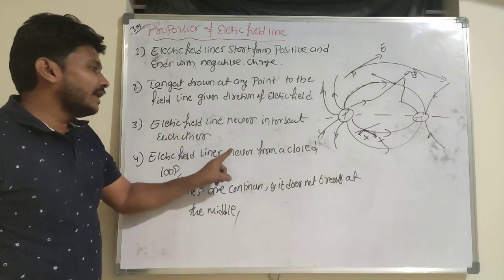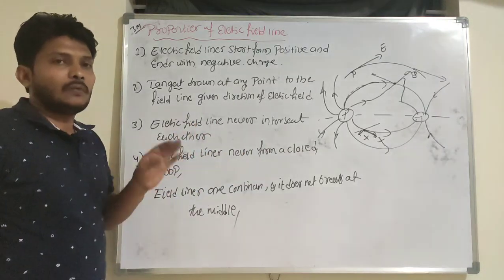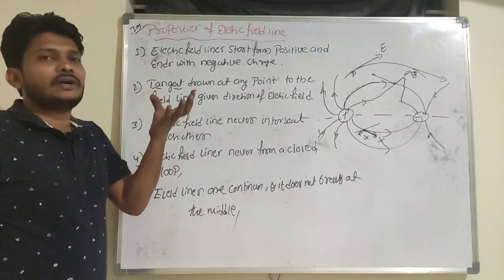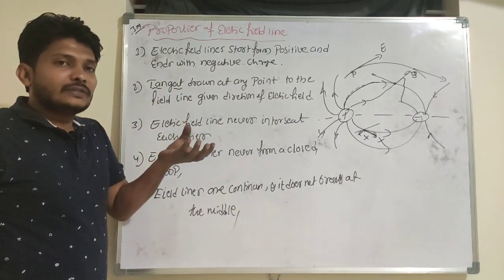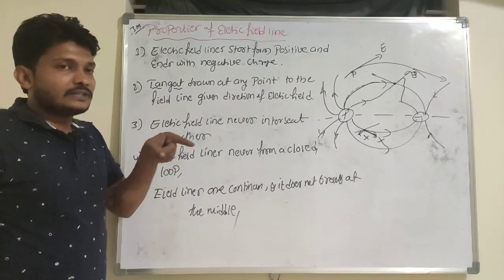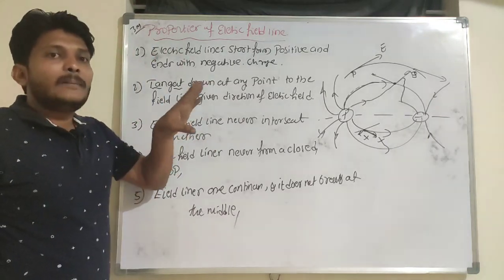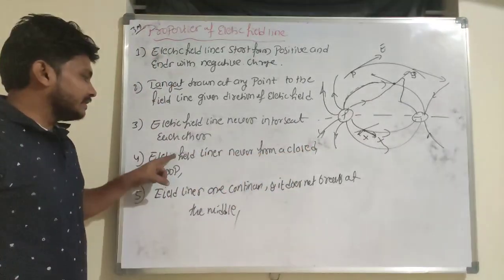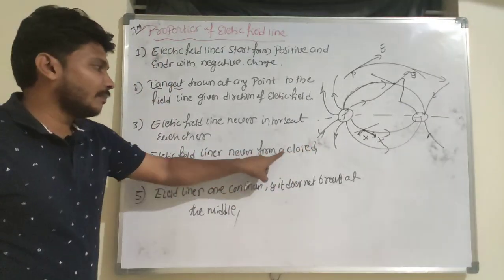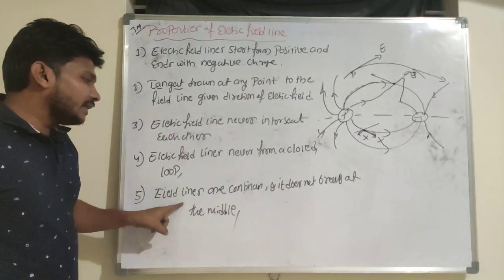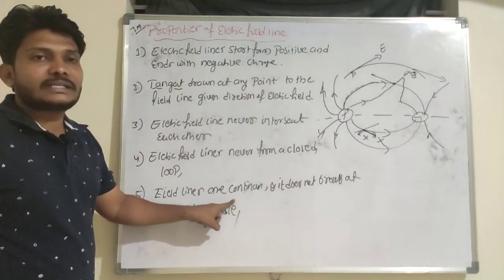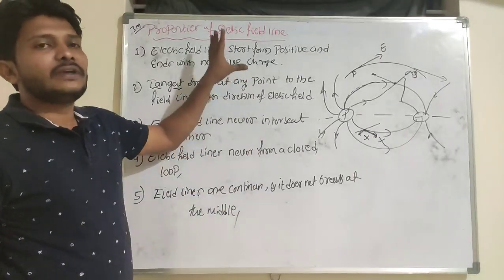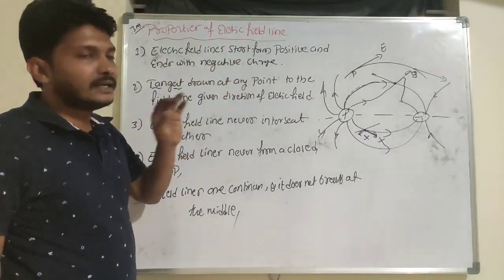Electric field lines never form a closed loop, because for a positive charge the only possibility is outward field lines and for a negative charge only inward field lines, so a complete loop is not possible. Electric field lines are continuous and do not break in the middle. These are all the properties of electric field lines for the theory examination.